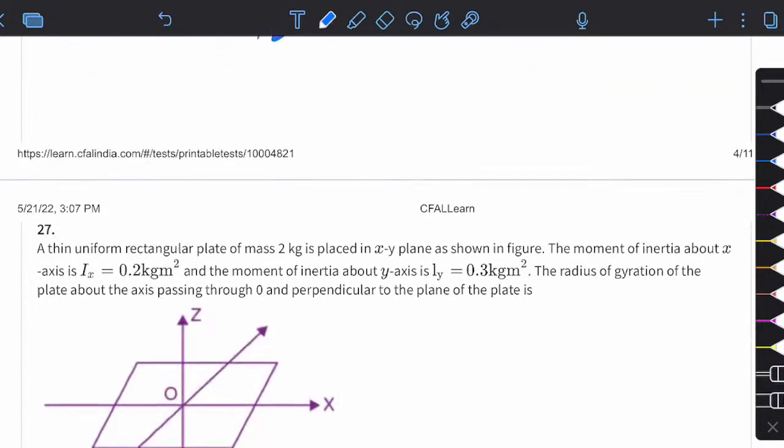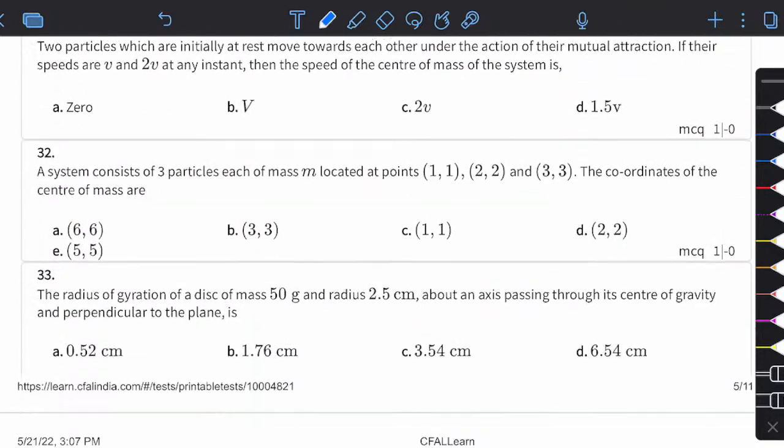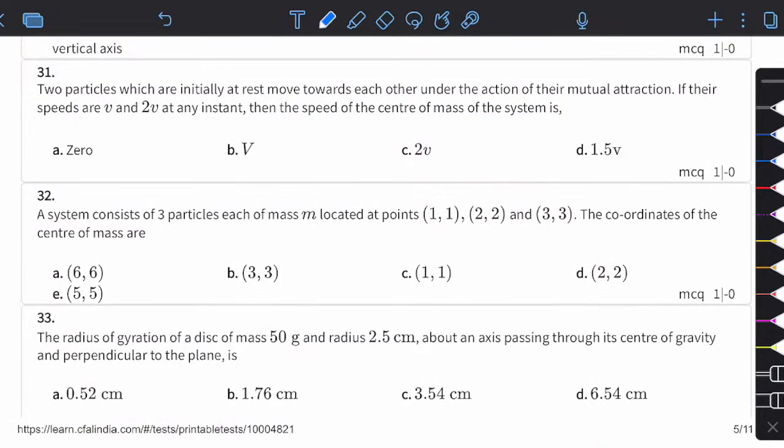Next, we look at a conceptual question, a very important conceptual question. Two particles which are initially at rest move towards each other under the action of the mutual attraction. If the speeds are v and 2v at some instant in time, what is the speed of the center of mass? Well, again, once we realize that the force is entirely due to mutual attraction, we realize that external force is 0. And if the external force is 0, then the center of mass should not accelerate.